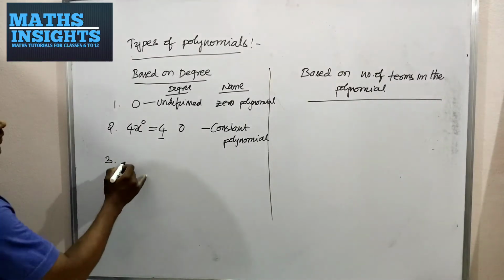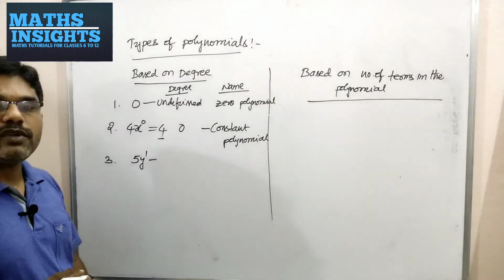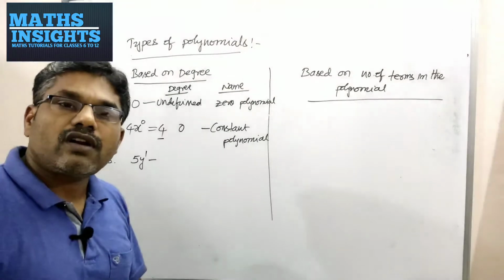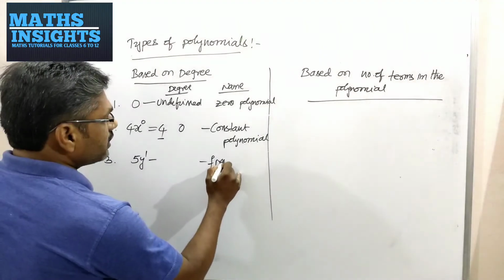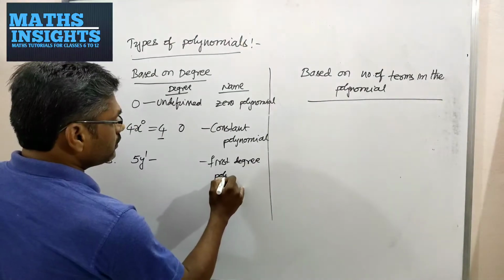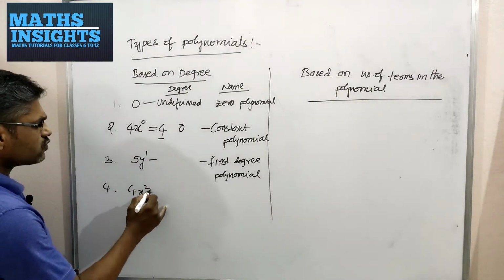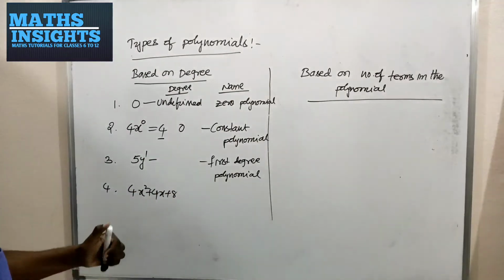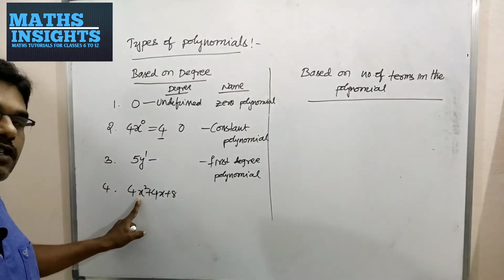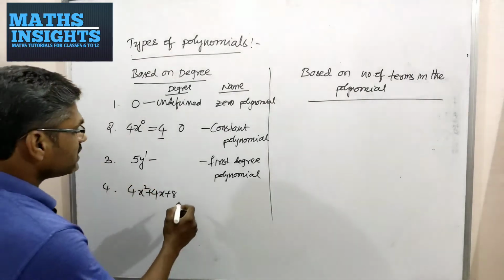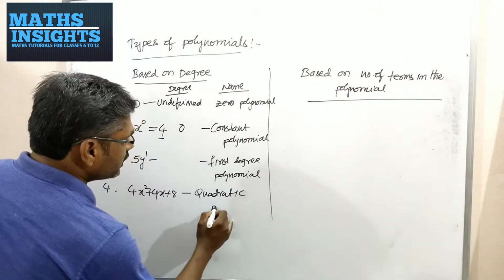Coming to the third one, if you take an example like 5y, the degree of this polynomial is 1, because its term 5y has degree 1. Therefore, it is called a first degree polynomial. And if you take another example, 4x square plus 4x plus 8, this is also a polynomial, and its degree is 2, because the first term has the highest degree 2. That's why this is called a quadratic polynomial.